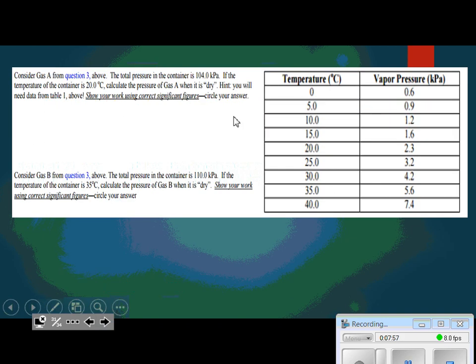Okay, and I'm going to skip this part for right now. It's just a subtraction thing. We'll go over it in class.